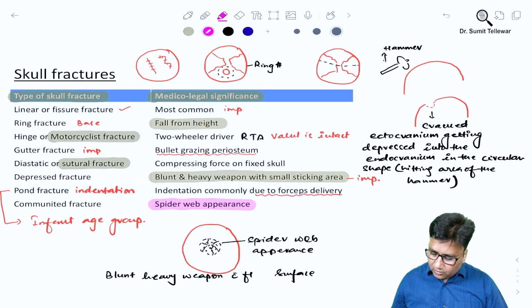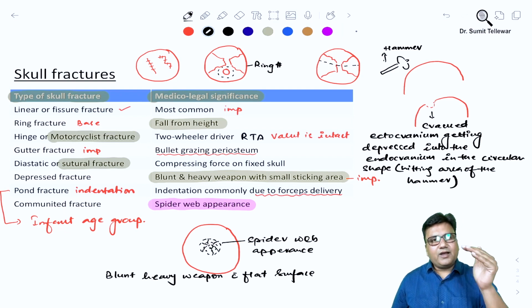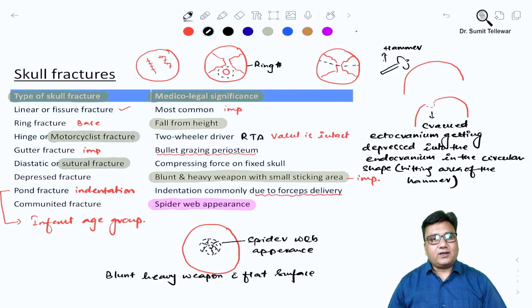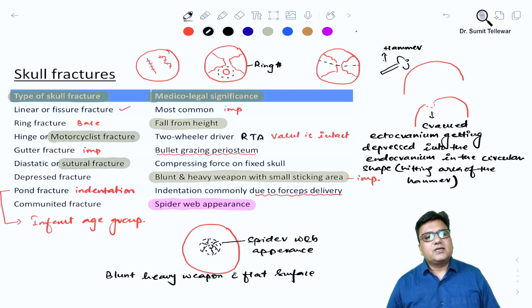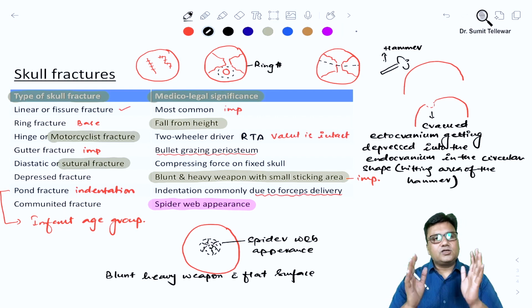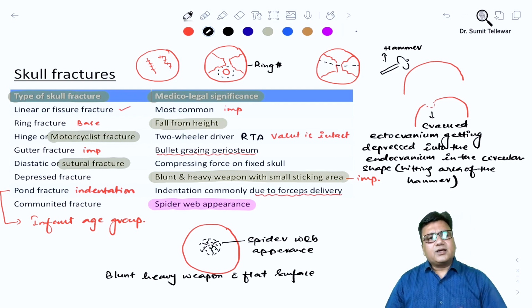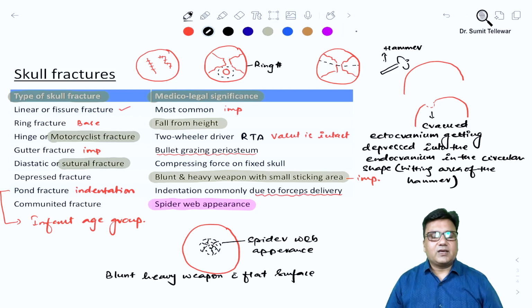Remember, we saw earlier that a blunt heavy weapon with a small striking area will end up producing a depressed fracture. But what if the blunt heavy weapon has a large flat hitting surface? They may end up producing a comminuted fracture of the skull, also known as the spider web fracture or spider web appearance. Okay, all these different kinds of fractures are asked in the examination, either in a clinical scenario or according to some autopsy finding. We saw two prototype questions in this video too, right?